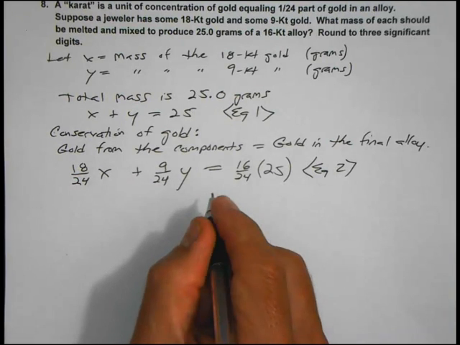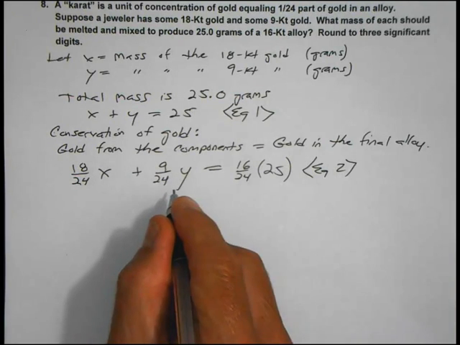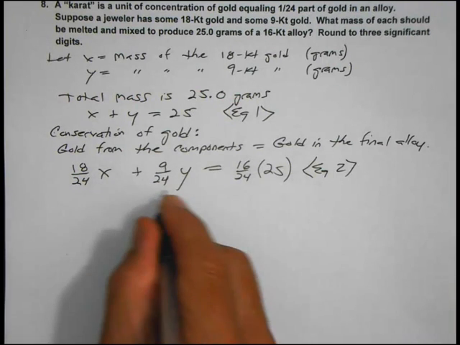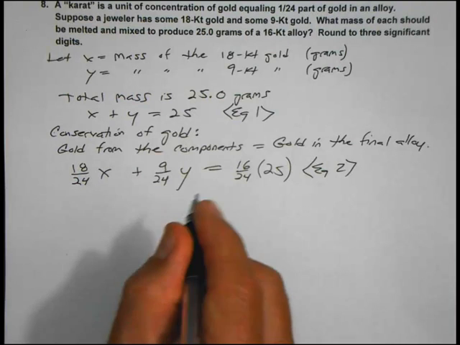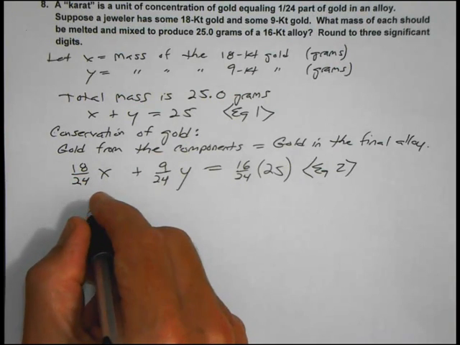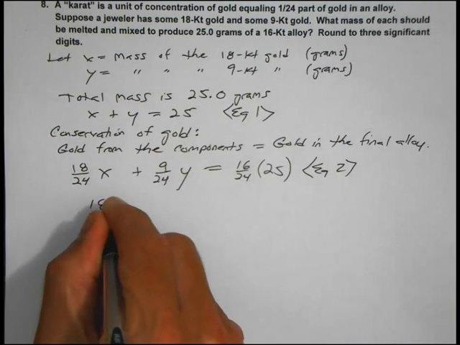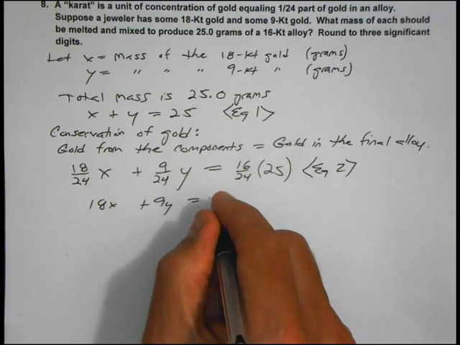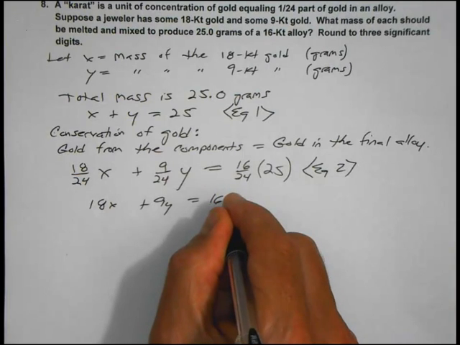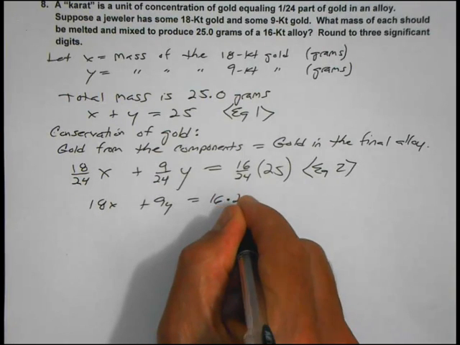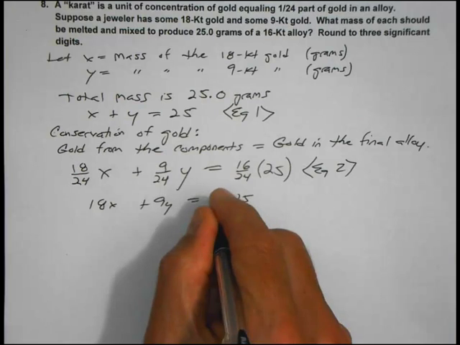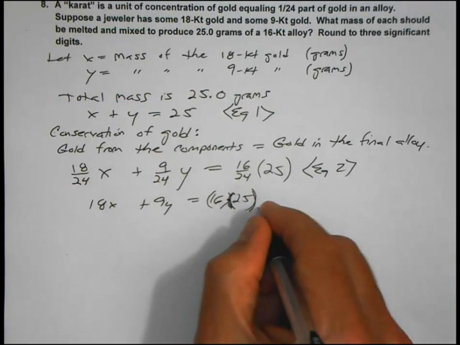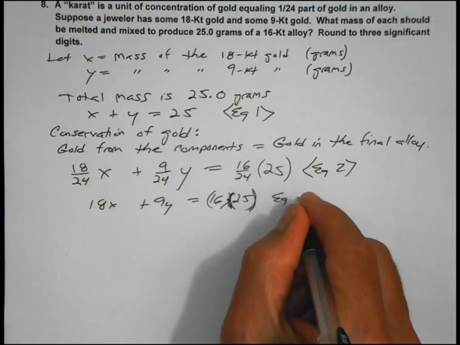In this case, you may look at this equation and immediately say, oh, we could get rid of all these 24ths by simply multiplying both sides by 24. Okay, not a bad idea. Let's try that. 18x plus 9y equaling, now we have 16 by 25. Maybe I'll use parentheses. Okay, and this can become equation 2a.